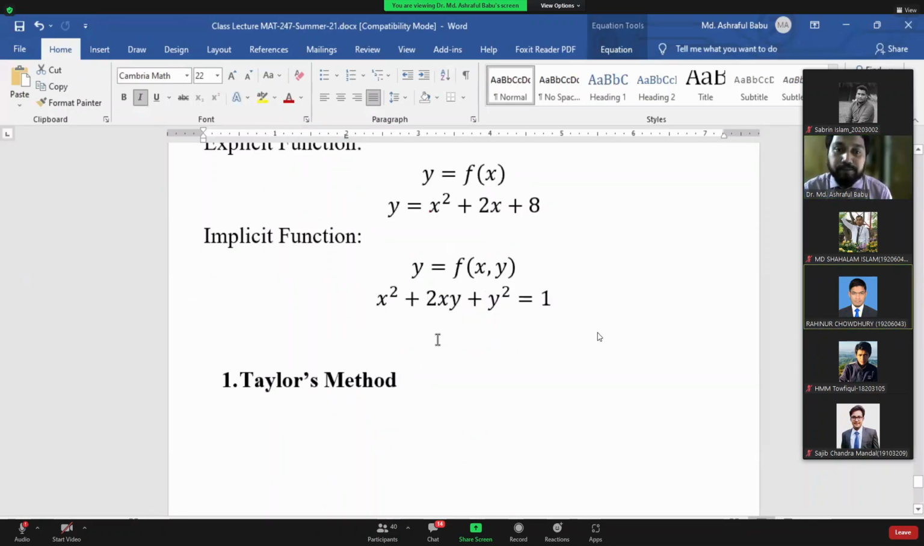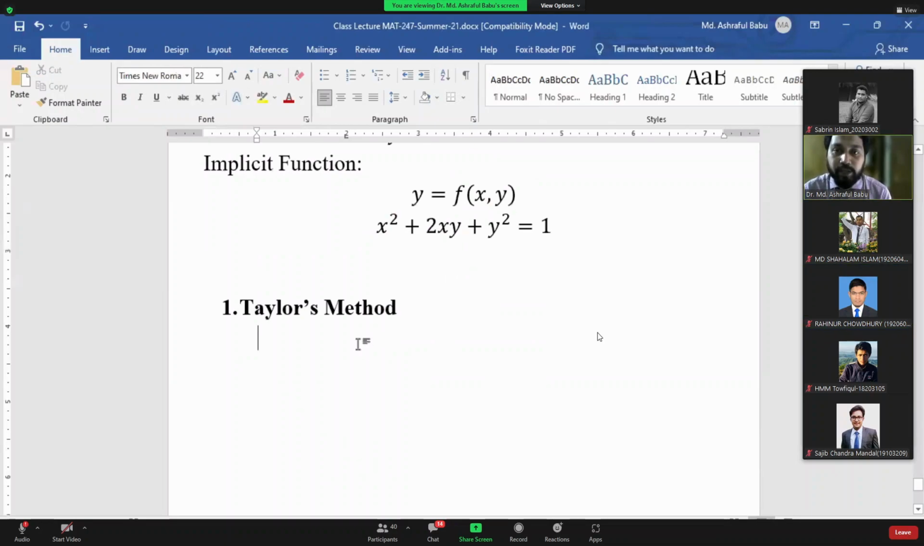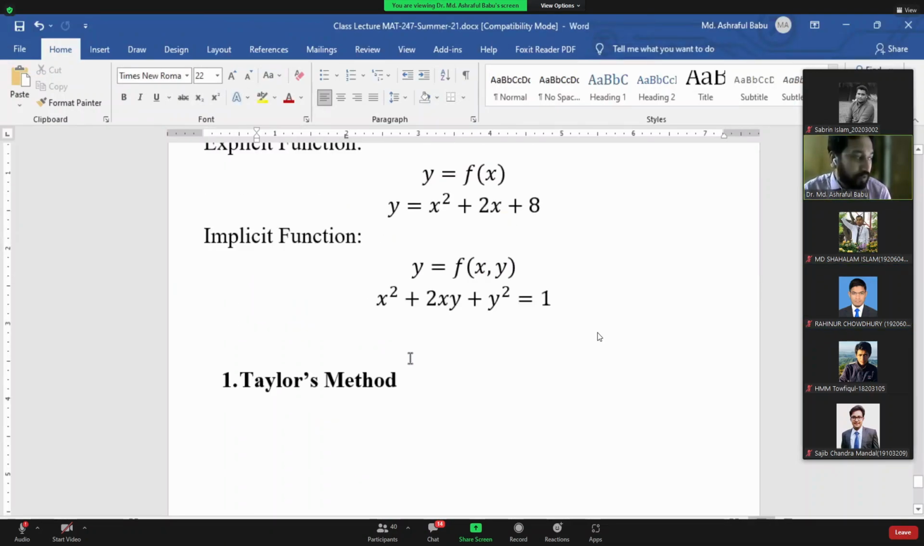Okay, sir. So now we have to talk about Taylor's method. How can you solve the differential equation by Taylor's method? Basically, we are using the Taylor series method. This is not actually a different Taylor's method. This is the Taylor series method.